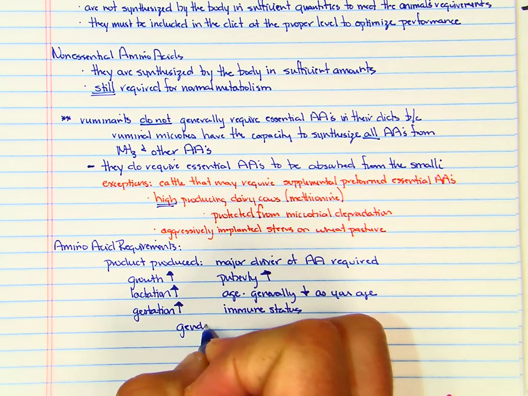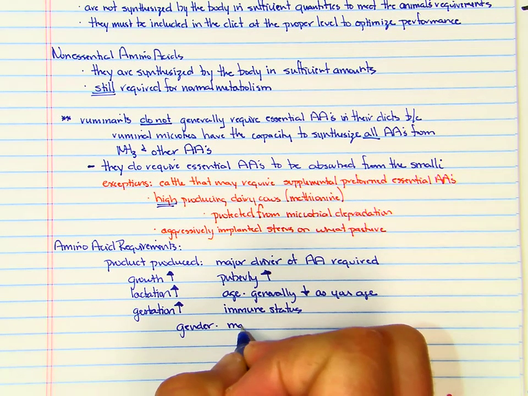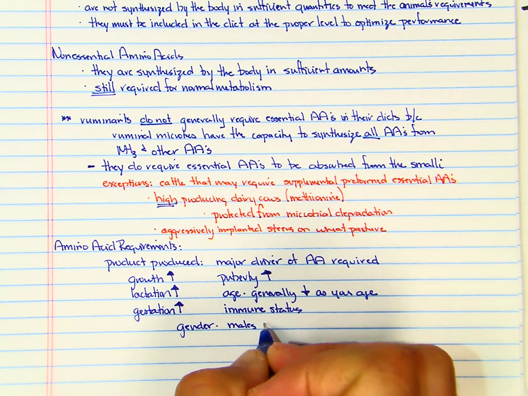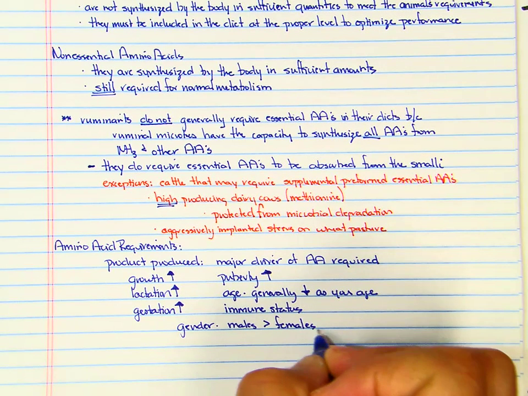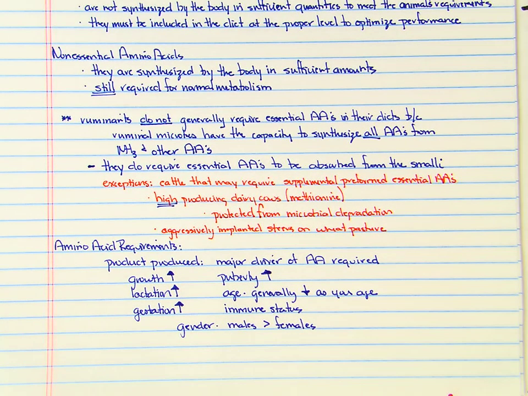Gender. Males generally have greater protein requirements than females. There's lots of things that go into this, but this is, if they're the same size, same physical activity, a male will generally have greater amino acid requirements than a female.